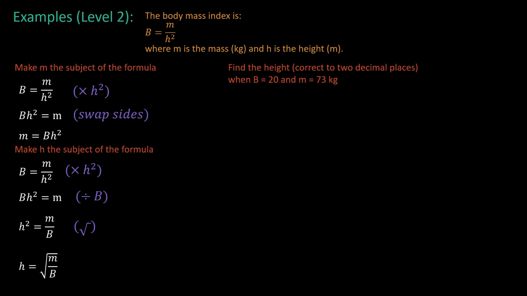Now we want to find the height corrected to 2 decimal places when b equals 20 and m equals 73. So we are given the information m and b, so they are the letters that we want to have on the right-hand side. So we want to use this second equation that we found, which again, we're finding the height. We want height to be the subject, which it is in this second one. So all we need to do is substitute, always write our formula first and then substitute the information that we have. Make sure you're substituting in the correct spot. So m is on top, m is 73, we'll put that up there, and b is 20, which is on the bottom, so we put it down there. Run it through your calculator, you get a bit of a mess. It wants us to round to 2 decimal places, so that is going to be 1.91 meters.